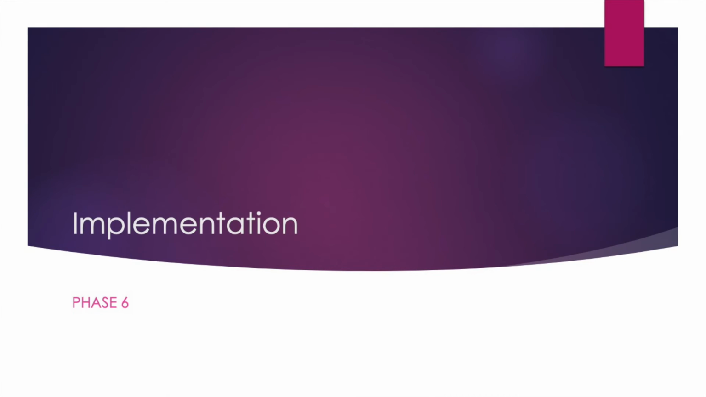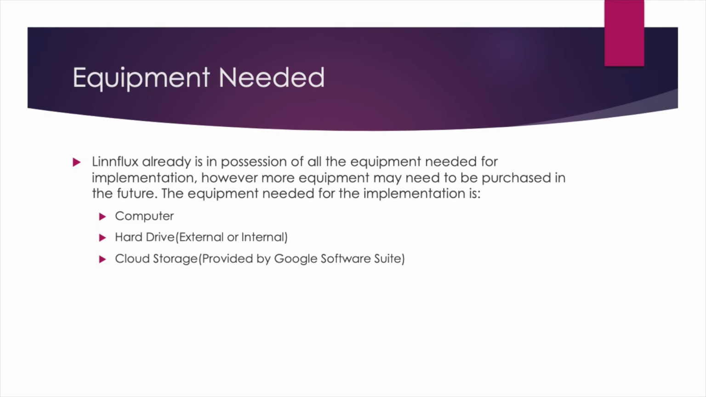Next, we will cover our implementation, or Phase 6. Equipment needed for implementation includes the following. Linnflux is already in possession of all the equipment needed for implementation. However, more equipment may need to be purchased in the future. The equipment needed for the implementation is computers, hard drives, external or internal, and cloud storage provided by the Google software suite.